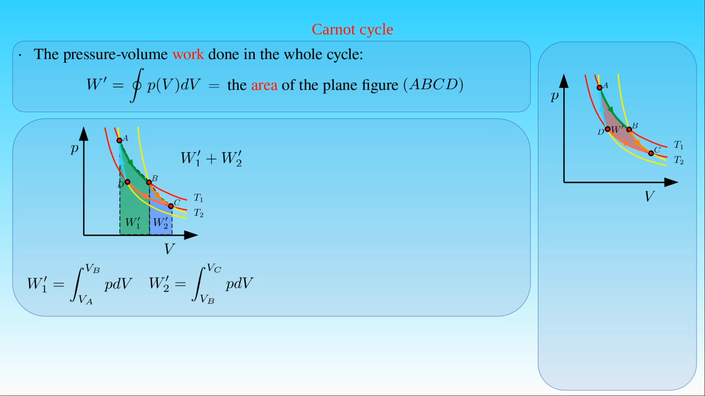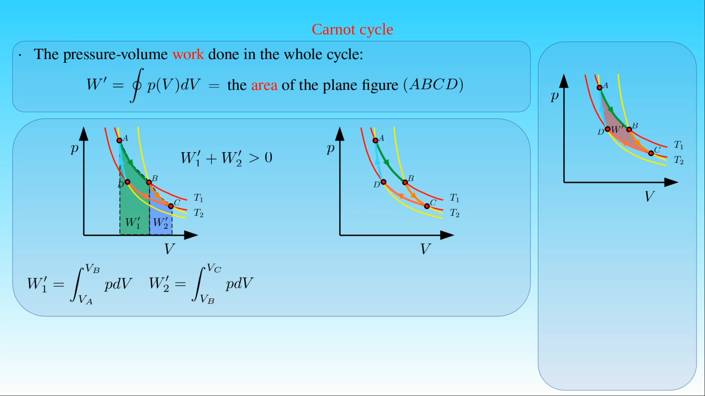Since the direction of the integration along these two curves indicated by the arrows is positive, the integrals, that is the areas under the curves, are also positive. As a result, the total work done in these processes is positive. Now we consider the second two processes in the Carnot cycle.